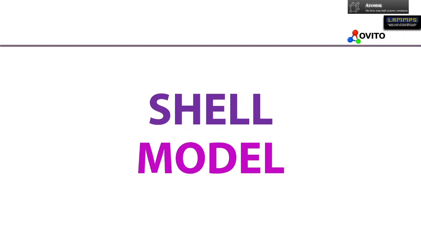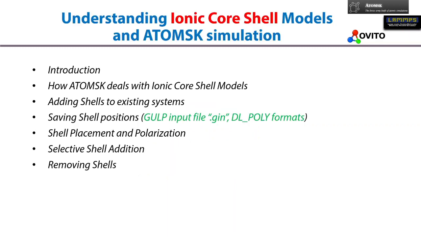So to understand and study those kinds of systems or materials, we have to take the help of ionic core shell models. These were first introduced by Dick and Overhauser in 1958. In these ionic core shell models, there are mainly two parts. Firstly, the center, which we can define as the core.